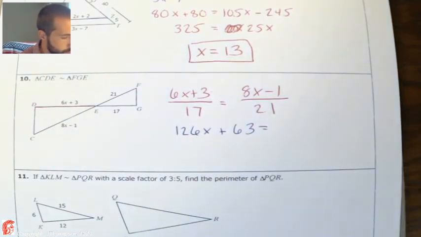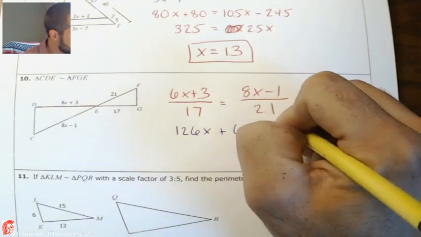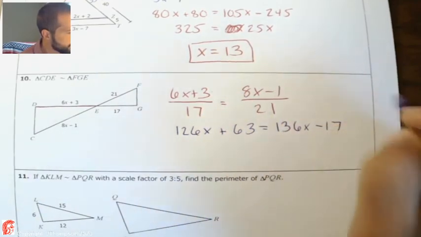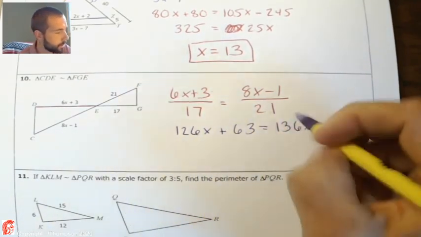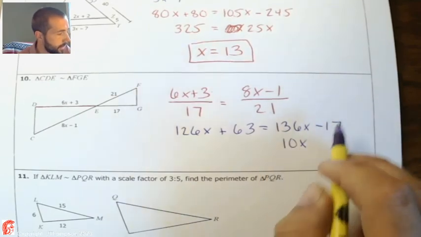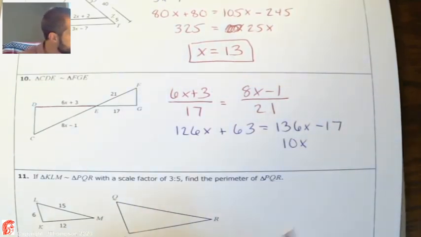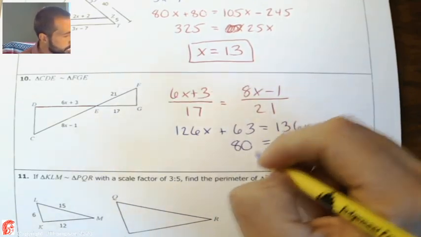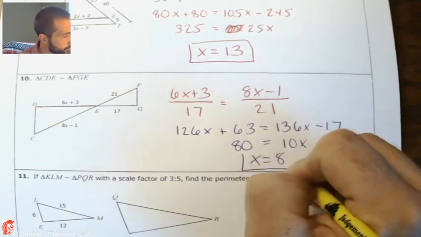And then we're going to multiply the 17 with the 8. You get 136x, and then 17 times negative 1 is minus 17. Subtract 126 from both sides, and you get 10x, and then add 17 to both sides, and you get 80. And then divide both sides by 10, and you get x is 8.